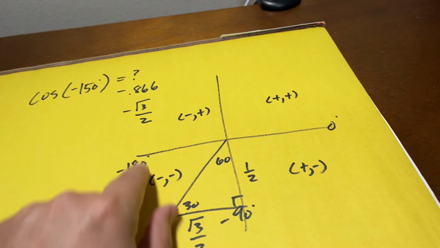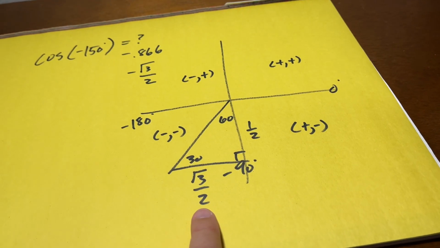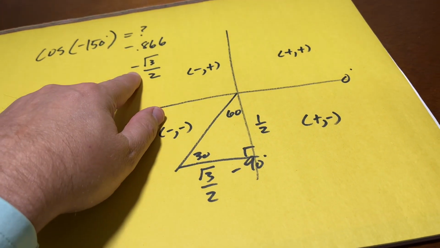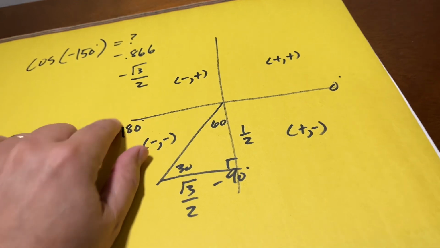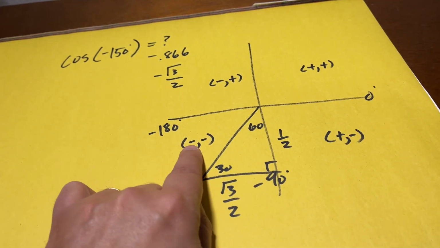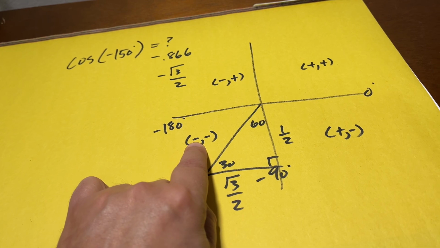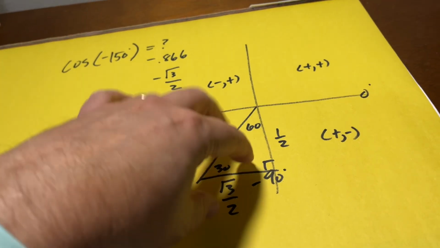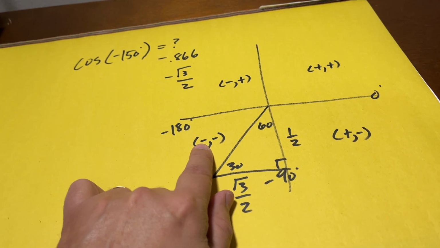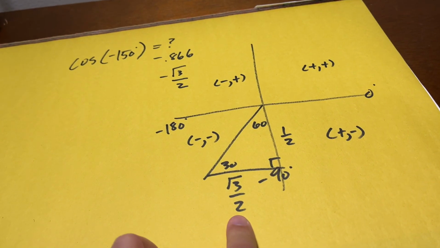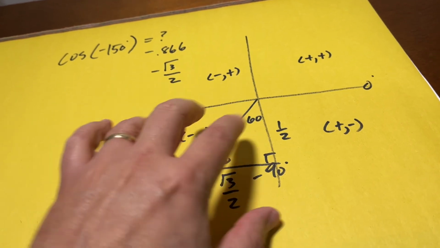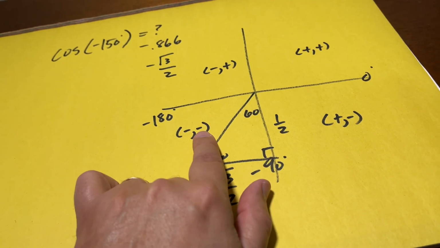So the question is, how did I get the negative? So I know it's the square root of 3/2, but how do I know that it's negative? And the answer to that question is the cosine corresponds to the x value, and all of the x values in this third quadrant where this angle is located are negative. So I don't say that it's the square root of 3/2, I say it's negative square root of 3/2. If I were looking for the sine here, it also would be negative.